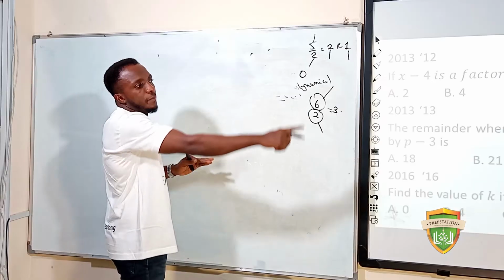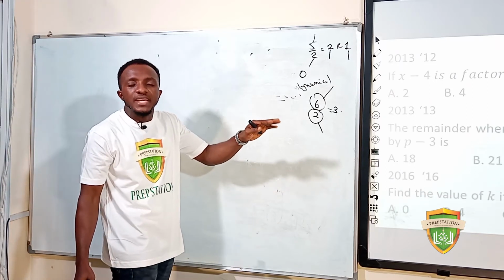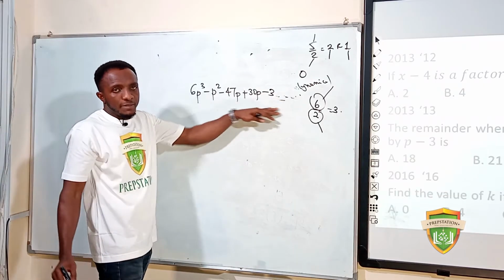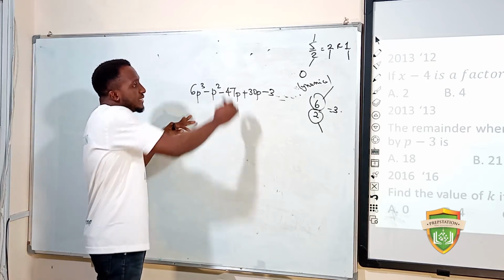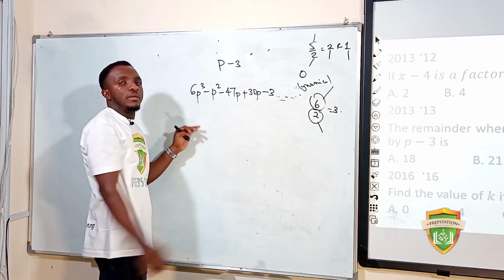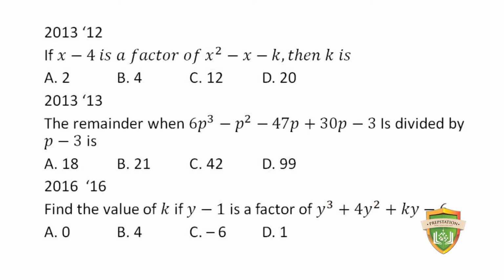Now, that is a polynomial. The highest power of the polynomial there is 3. So we have 6p cubed minus p squared minus 47p plus 30p minus 3. This is the polynomial. Now, the divisor in this case is what? P minus 3.